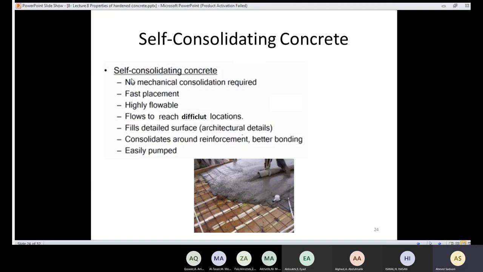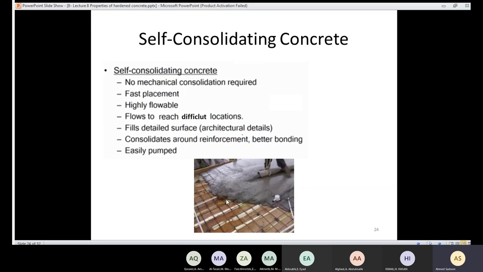And also it's going to have fast placement because this one is just like a liquid. It's highly flowable, and it helps us to reach difficult locations. Sometimes you have a difficult location, and using the self-consolidating concrete is going to help you reach it. And also, if you have complicated details, like architectural details, the self-consolidated concrete can fill these details easily. And also, you can consolidate around reinforcement for better bonding. So if you want to get better bonding with these steel rebars, you can consolidate around the reinforcement. And also, it easily pumps. You can pump this easily because it has good workability.